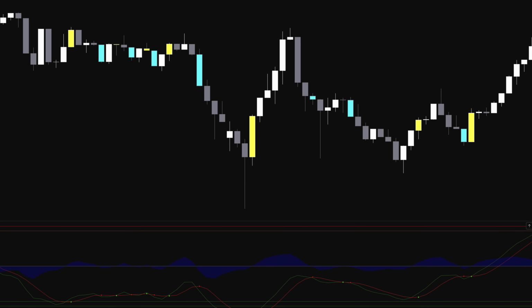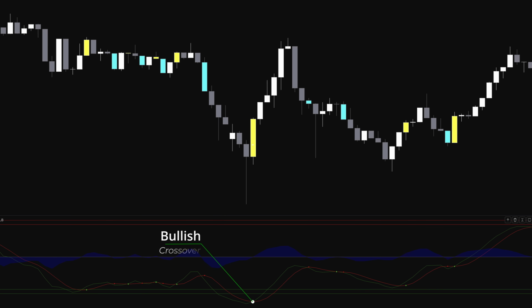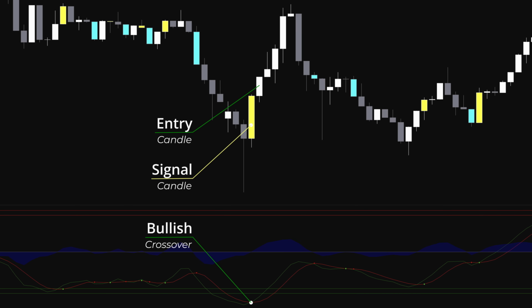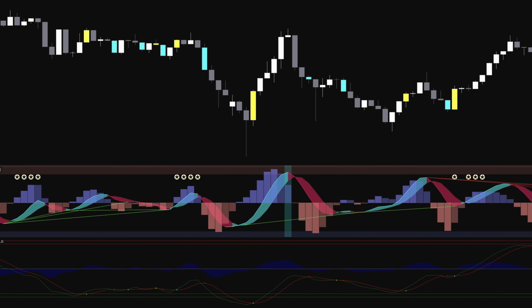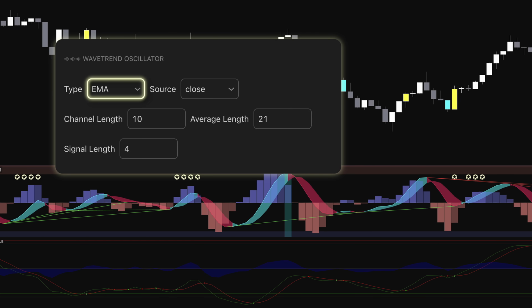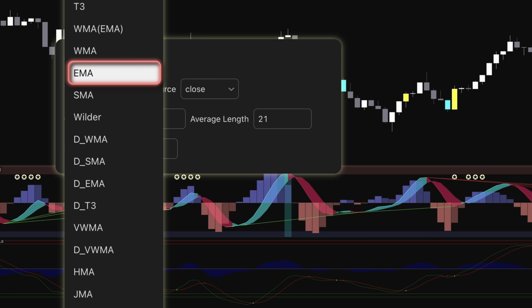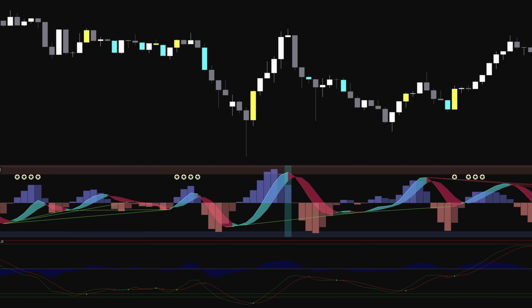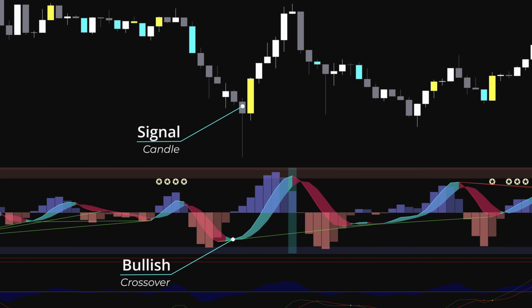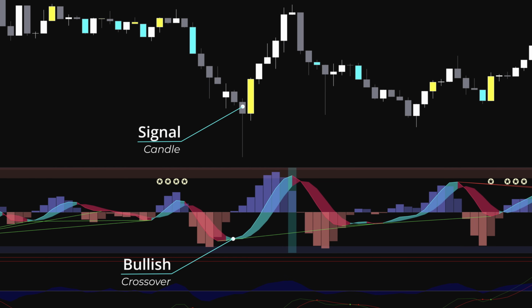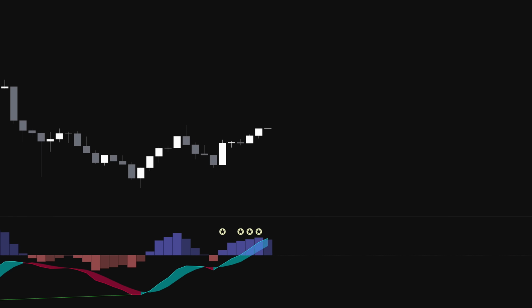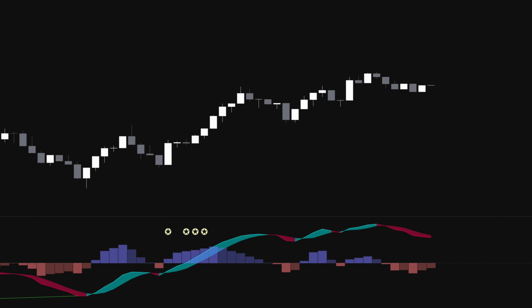The problem is that for scalping specifically, the default EMA smoothing introduces enough lag that by the time the crossover fires on a 1-minute chart, a meaningful portion of the move has already happened. This version addresses that directly. The most significant addition is a full moving average type selector with 20 options. Swapping the default EMA for HMA or JMA meaningfully reduces the lag on the underlying calculation without changing the signal structure. That is a real and useful improvement, not just cosmetic customization.